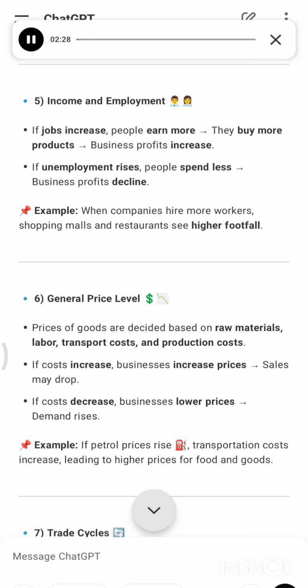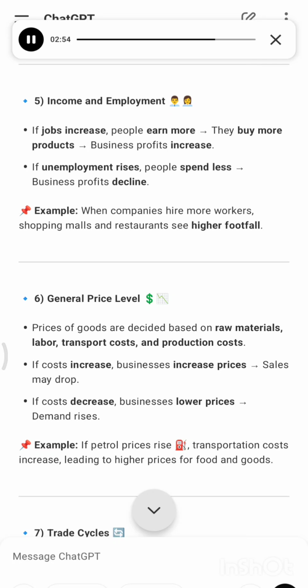6. General price level. Prices of goods are decided based on raw materials, labor, transport costs, and production costs. If costs increase, businesses increase prices, sales may drop. If costs decrease, businesses lower prices, demand rises. Example, if petrol prices rise, transportation costs increase, leading to higher prices for food and goods.